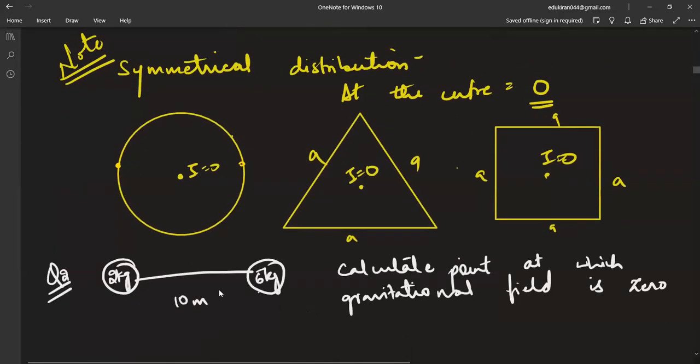Try with this question: 2 kg, 6 kg separated by 10 meters. You have to find out the point where gravitational field is 0. So from any of the masses, let me know. Now, whatever answer you will give, give your answer with respect to the mass, that 2 meters from 2 kg or 3 meters from 6 kg, like this.